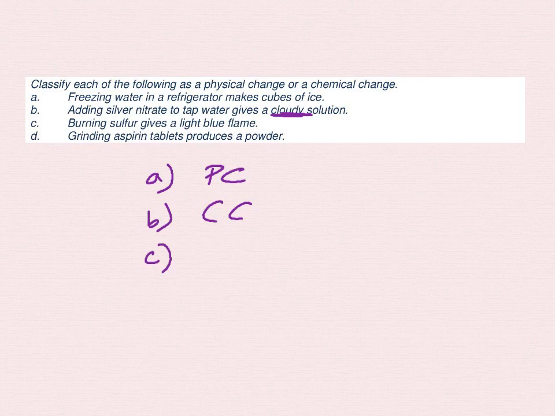Burning, ding, ding, ding, burning. Burning is always going to indicate chemical change. Burning sulfur gives a light blue flame. Okay, anything that burns is going to be chemical. You're not going to easily get it back, probably not at all. Therefore, it's gone. D. Grinding aspirin into a powder.